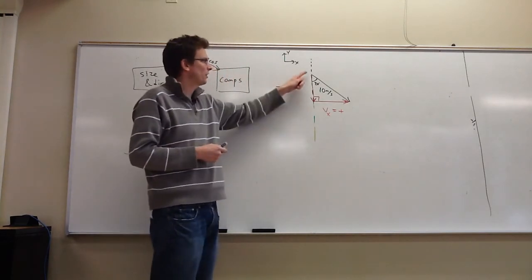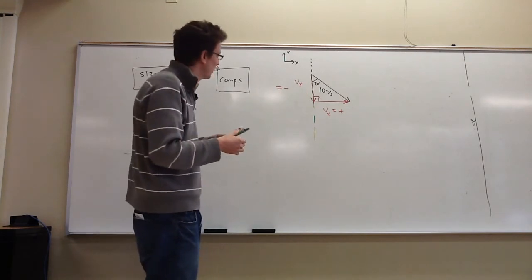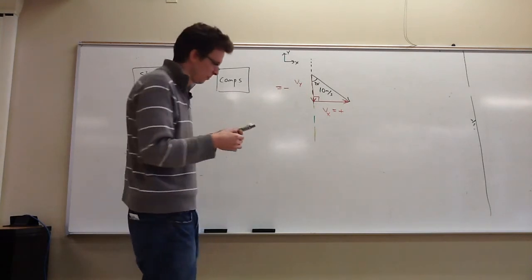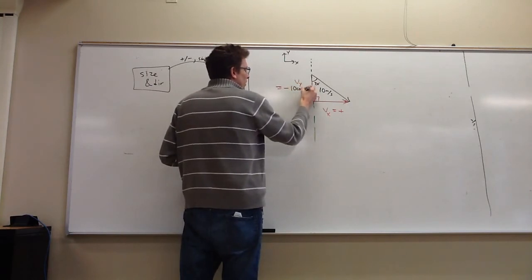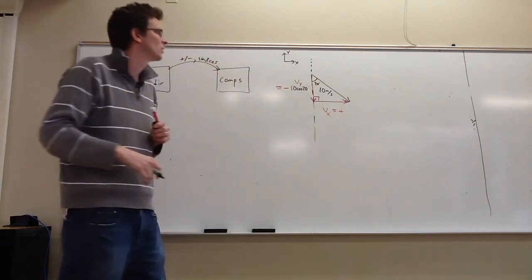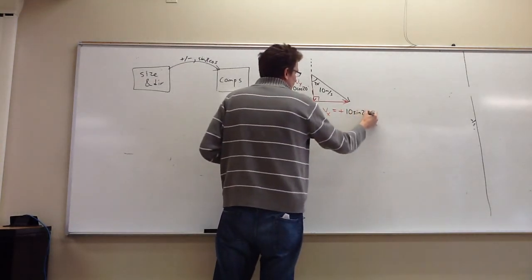So, is this the adjacent side or the opposite side of the triangle? It's the adjacent, so that gets cosine or sine? Cosine, so that's minus 10 cosine of 20. This is going to be the opposite side. It's going to get the sine.